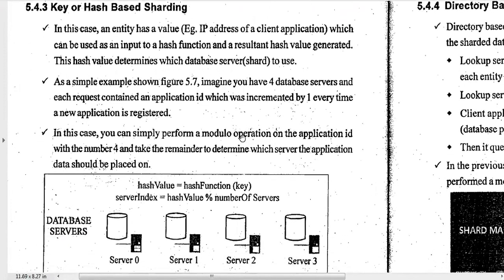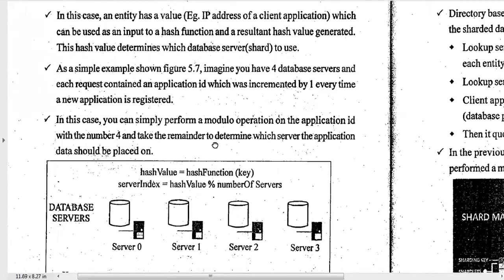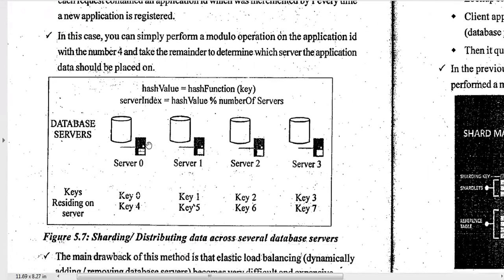One more type of sharding we have is key or hash based sharding. Here, a key value or a hash value will be generated for sharding purposes. You can see in this example, the hash value is calculated with the hash function from the key value. This hash value will be used for storing a particular set of data in a particular server.